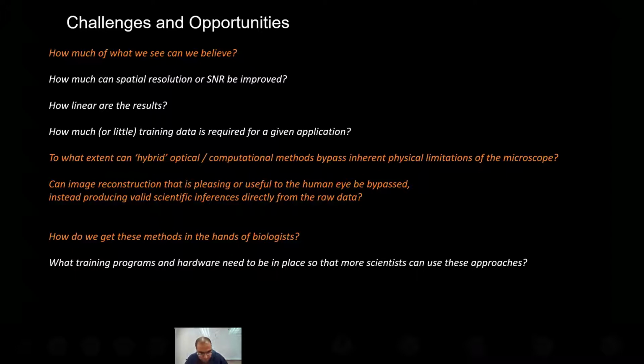And of course, there's a big practical bottleneck, which is how do you get these images and these methods in the hands of the users, the biologists? What training programs and hardware need to be in place so that the actual scientist and user can use these methods?